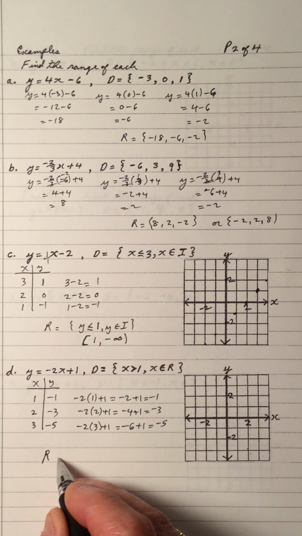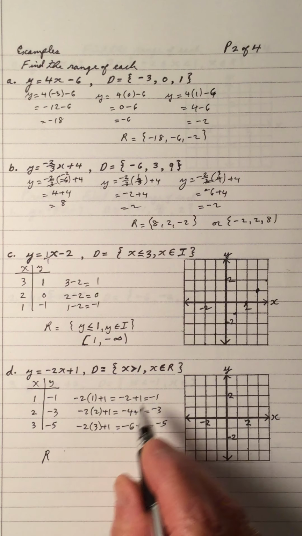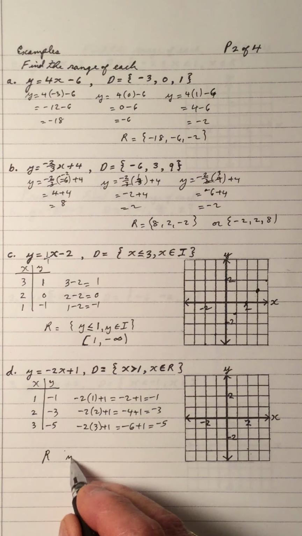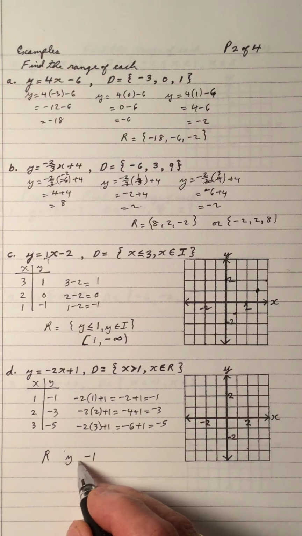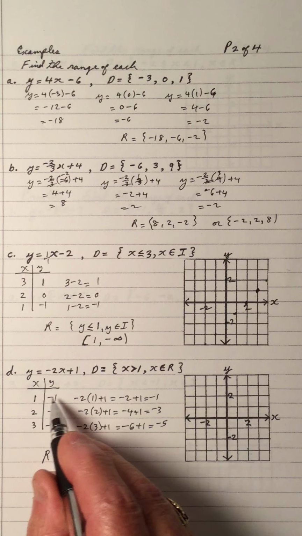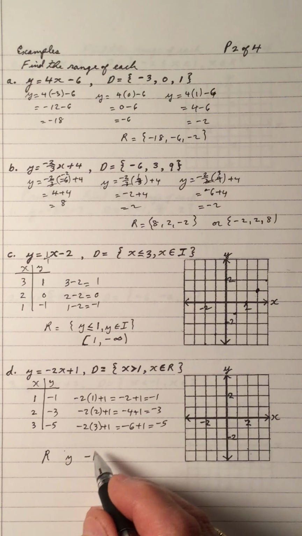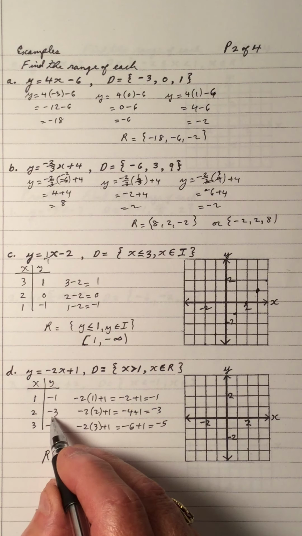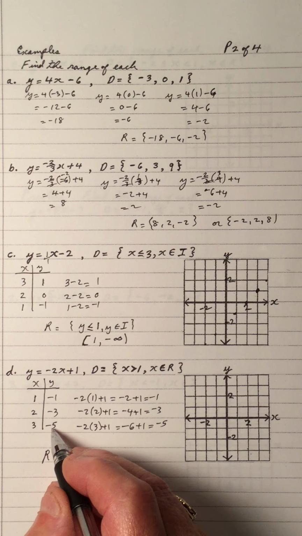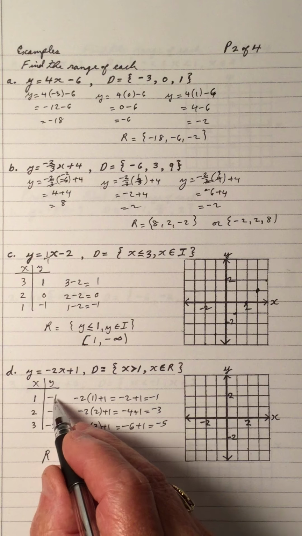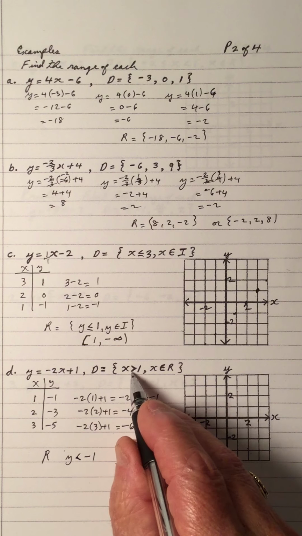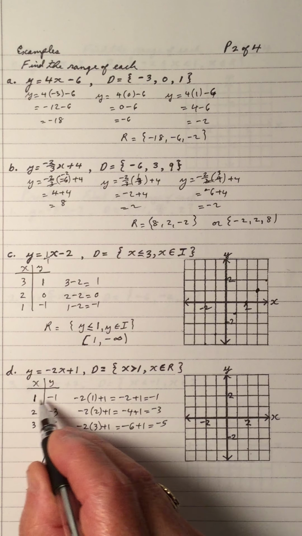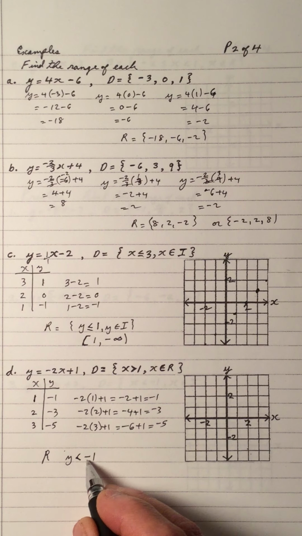So the range is the y values. So the y values are starting at -1. Y, and there's no equal sign, so we can't have the -1. And notice that we got -1, -3, -5. So the y values are not getting greater, they're getting less. So it's less than. But there's no bar here because there's no equal sign. You can't have the 1, so you can't have the -1. But it starts at -1 and it goes less.